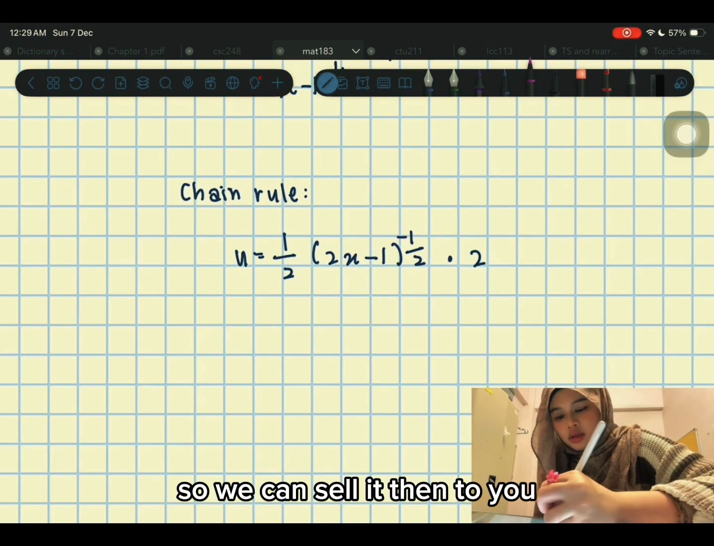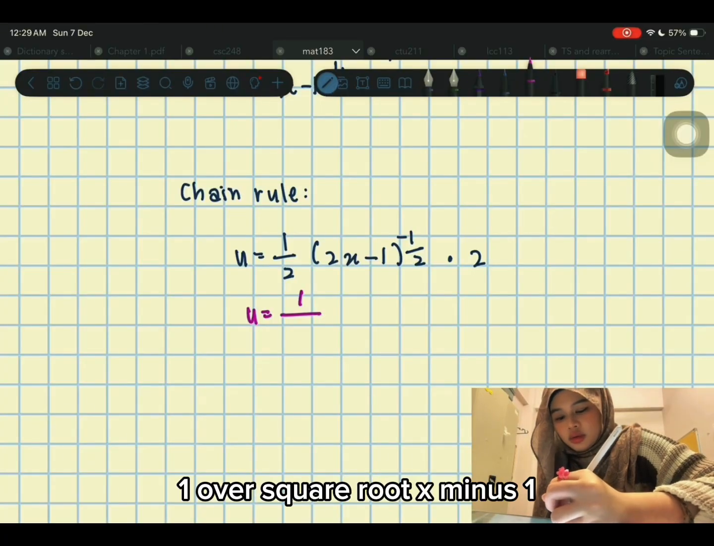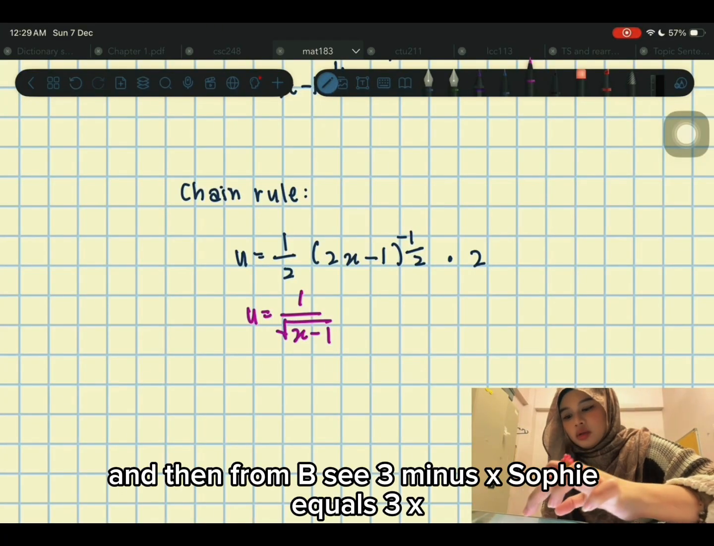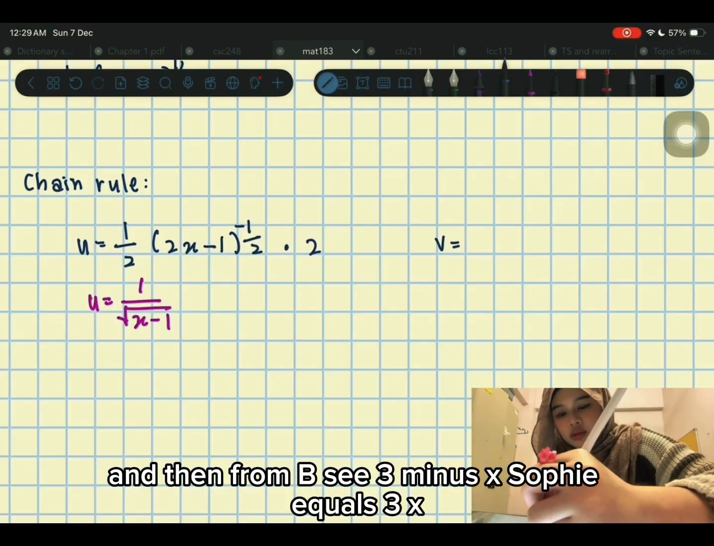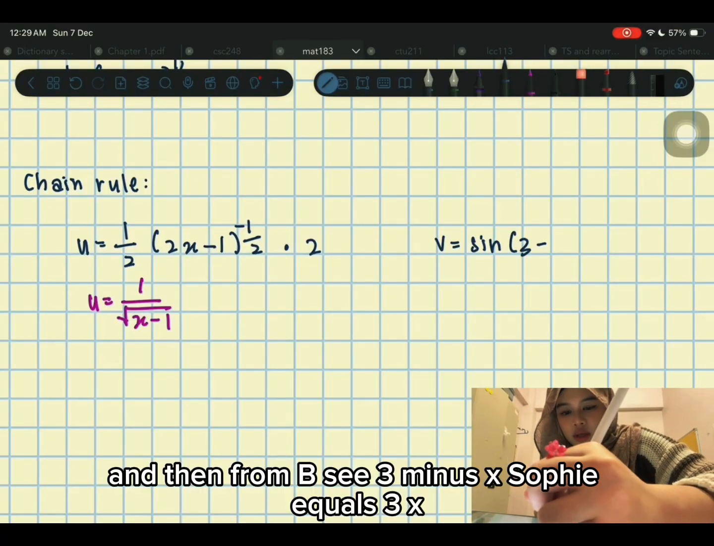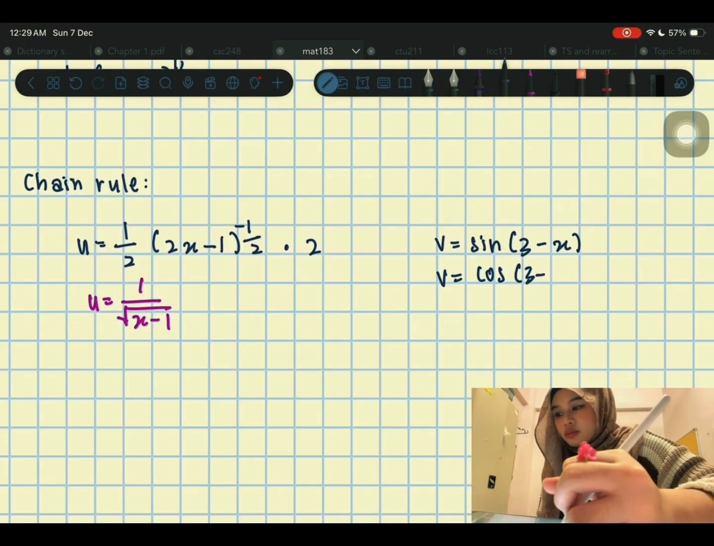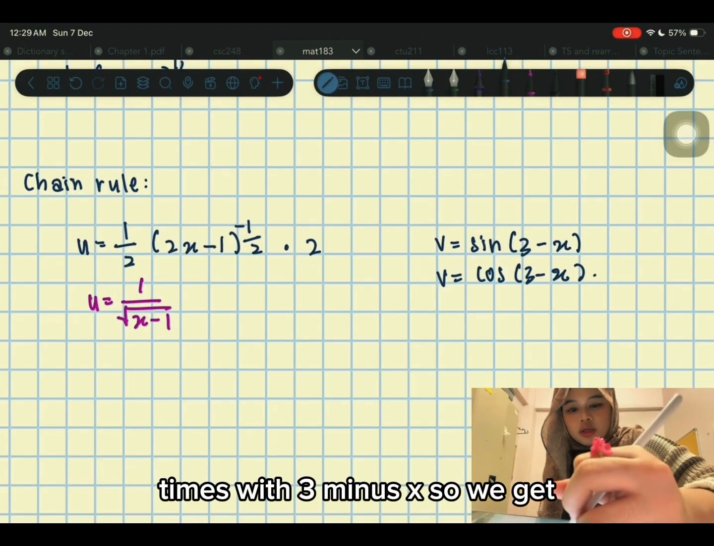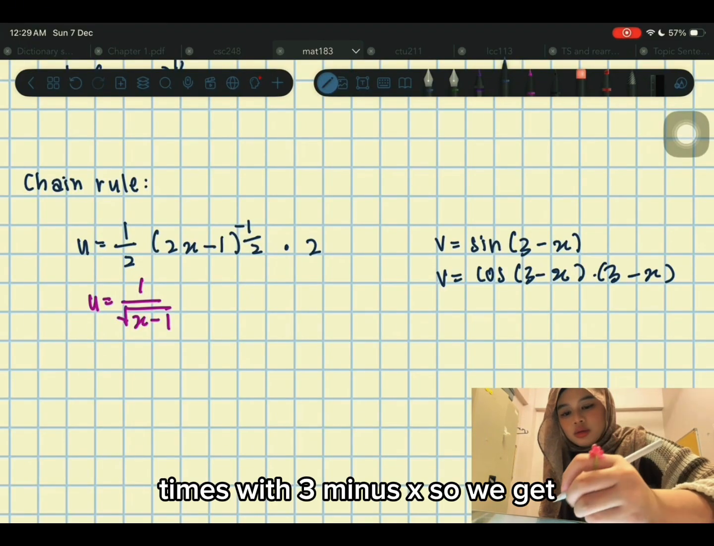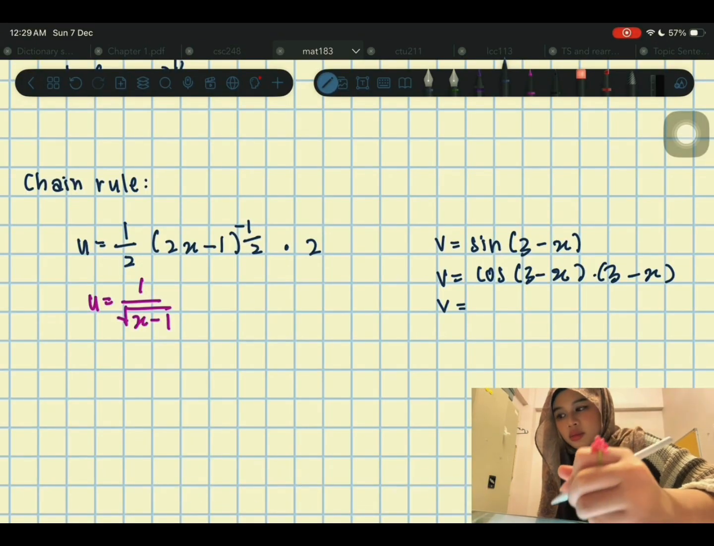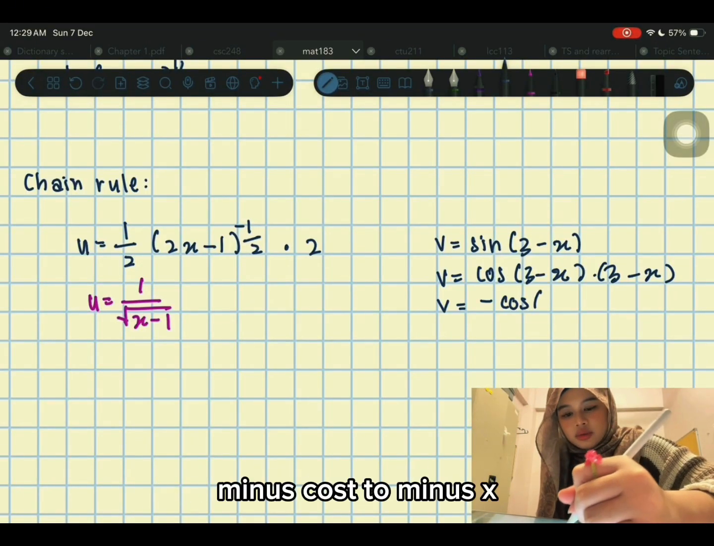So we get u' equal to 1 over the square root of 2x minus 1. And then for v, sin(3 minus x), v' equal to cos(3 minus x) times the derivative of 3 minus x, so we get minus cos(3 minus x).